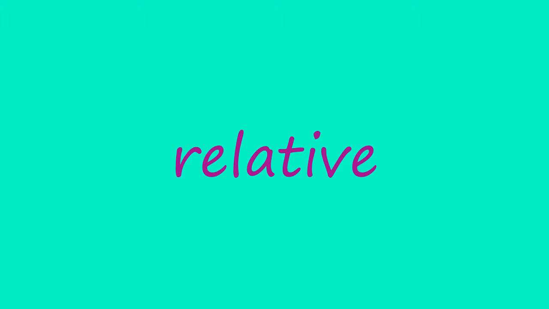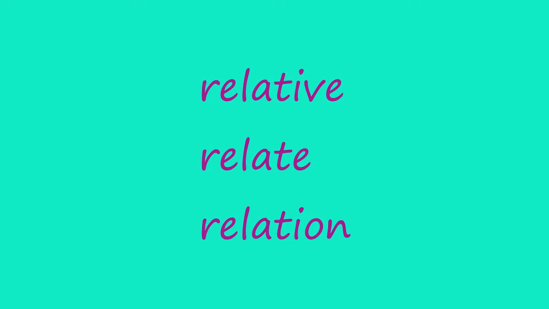So what can we do to help us spell these words? One way is to try to think of the root word that relative comes from, or to look for another word that comes from the same root. Relative comes from the word relate, and another word from the same root is relation. But in these words, relate and relation, the A is stressed. Relate, relation, therefore it's obvious that it's an A in relative too.